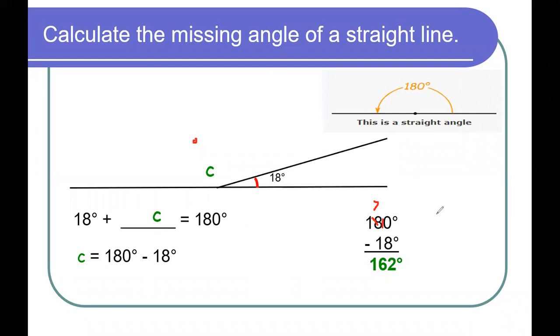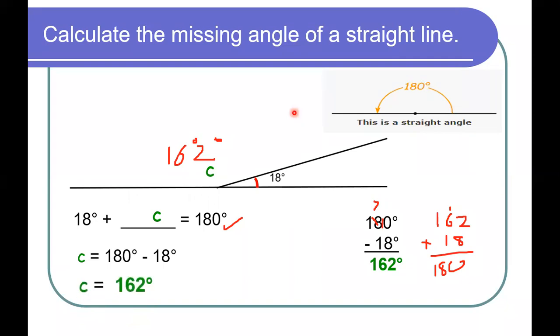Then afterwards, you're going to check whether your answer is correct. 162 plus 18. So that will be 10, carry 1, 8, and 1. So 180, therefore angle C is 162 degrees, which is correct. So C is equal to 162.